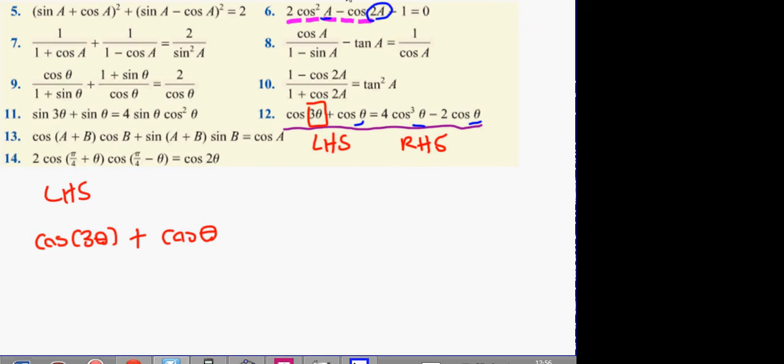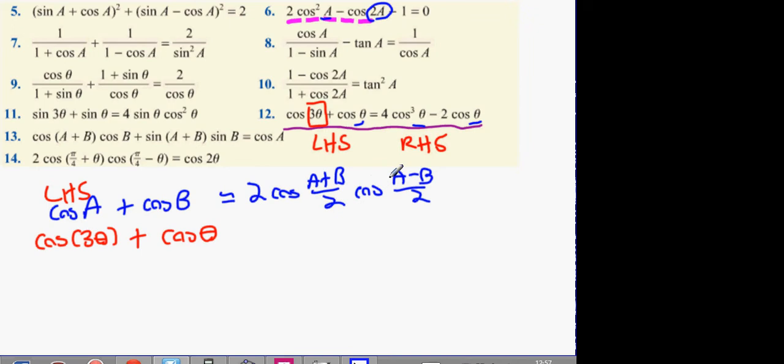I have 2 choices, and one of my choices is, why don't I just do cos A plus cos B? Do you remember that from the last exercise? So I'm going to look up the cos A plus cos B formula. I'm going to get 2 cos (A plus B over 2) cos (A minus B over 2). I'm going to put them into this formula. A is 3 theta, B is theta. So let's see what happens.